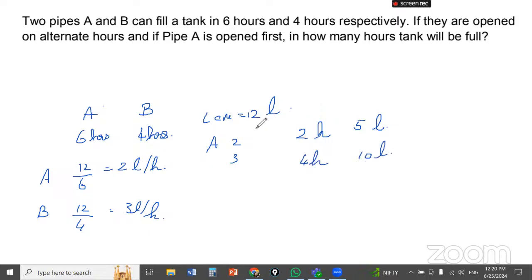The tank capacity is 12 liters. So in 4 hours, 10 liters. And the remaining 2 liters will be filled by A itself, because A fills 2 liters in an hour. So this 2 liters will be filled by A in 1 hour only. So 4 plus 1, that is 5. The answer is 5 hours.